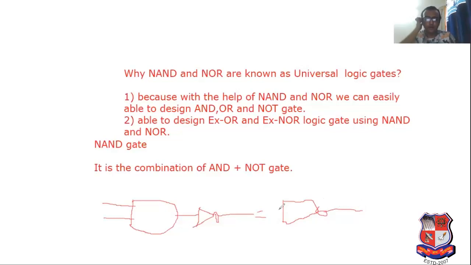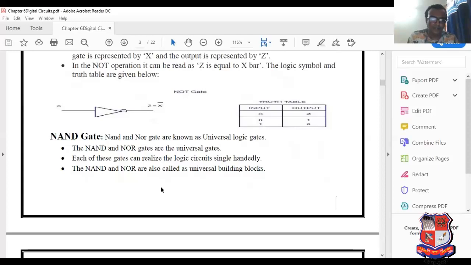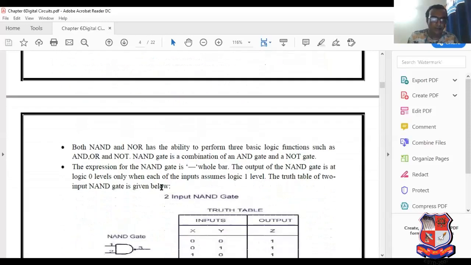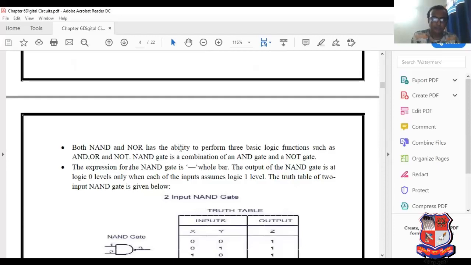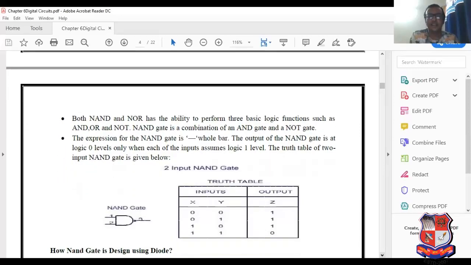It is the symbol of NAND gate: AND plus a bubble. The bubble indicates the gate is NAND. That's why it is known as NAND gate. Whatever input is applied, and what the effect is, I will explain in this PDF. NAND and NOR gates are universal logic gates. Each of these gates can realize any logic function single-handedly. Also universal building block. Both NAND and NOR have the ability to perform the three logic functions already discussed on the whiteboard.